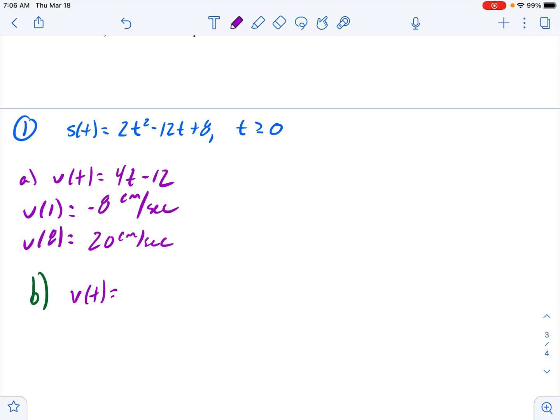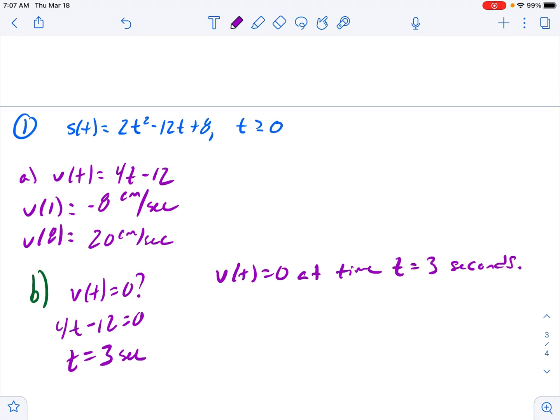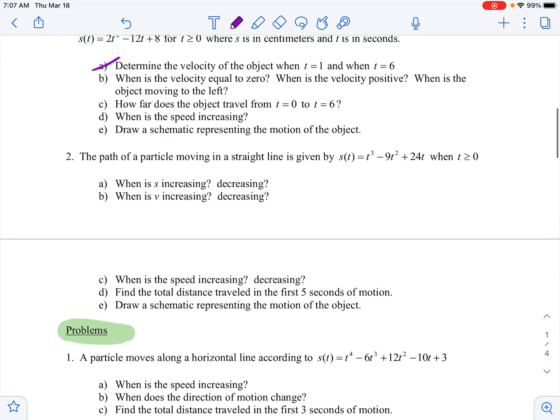So let's set velocity equal to 0. 4t minus 12 is 0, and with a little bit of effort, we get time 3 seconds. So the velocity equals 0 at time t equals 3 seconds. If this is an AP exam short response question, you want to be very precise and very clear. You want to take a couple seconds to write that out. You don't want to shortcut things. So v of t is 0 at time 3 seconds. What else do we got here?